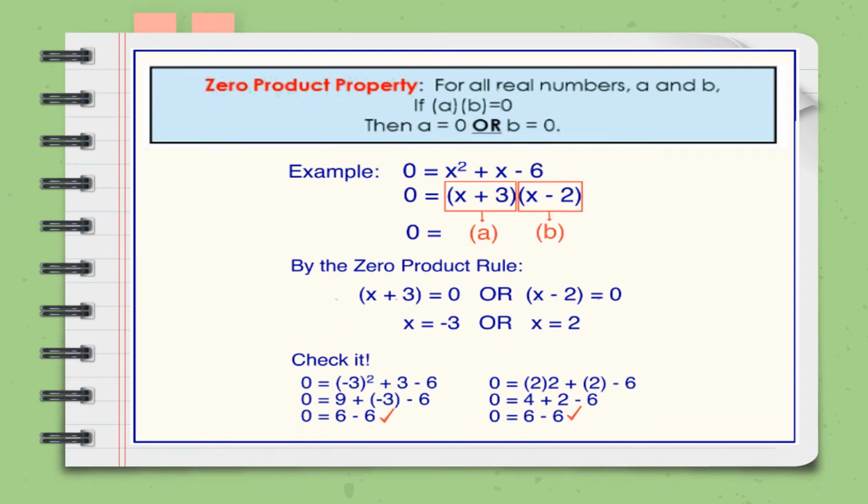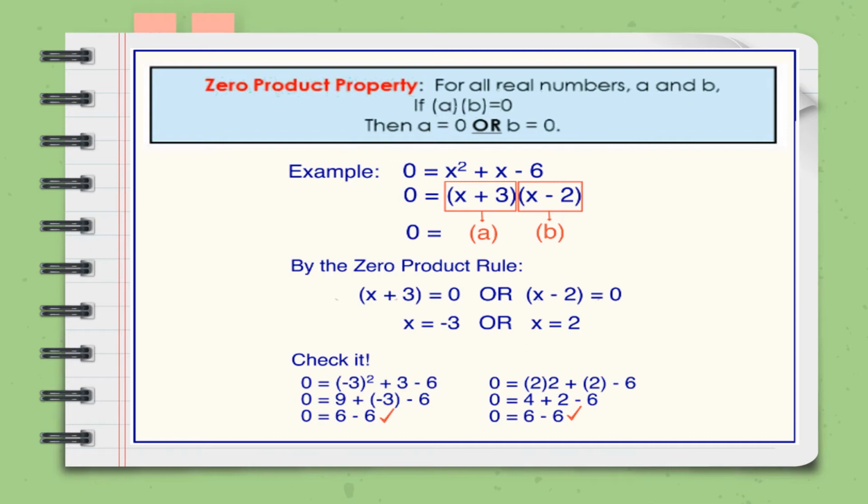Zero product property: for all real numbers a and b, if a multiplied by b is equal to 0, then a is equal to 0 or b is equal to 0. Example, 0 is equal to x squared plus x minus 6. So what are we going to do first? Find the factors. So what are the factors? x plus 3 and x minus 2. x plus 3, that is your a, and x minus 2, that is your b.